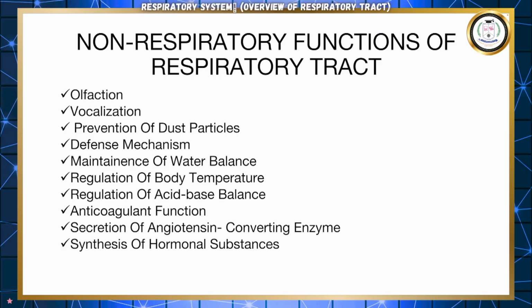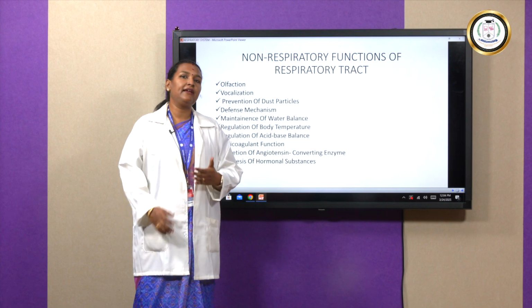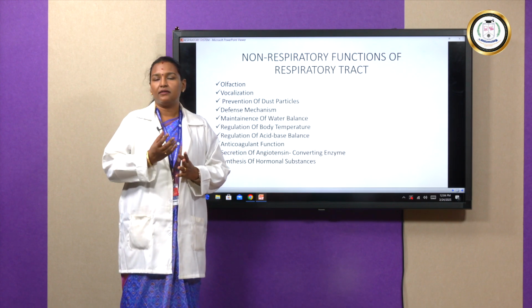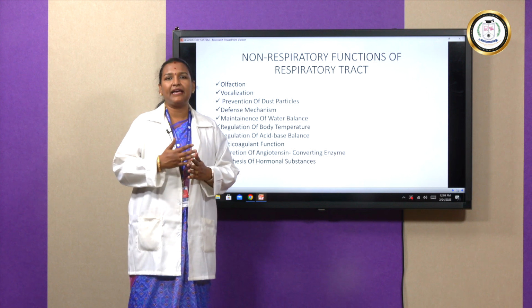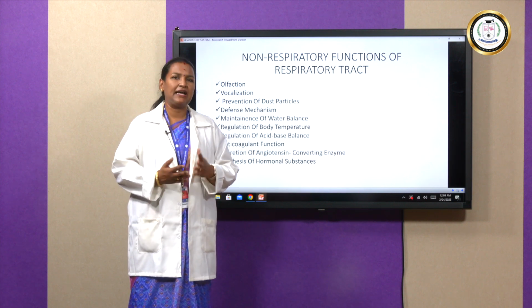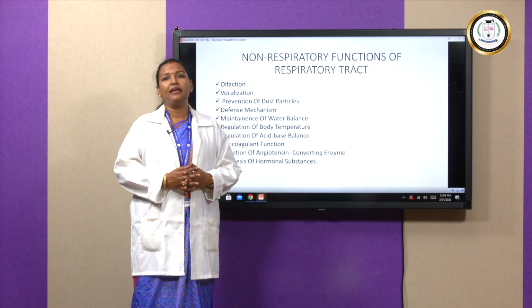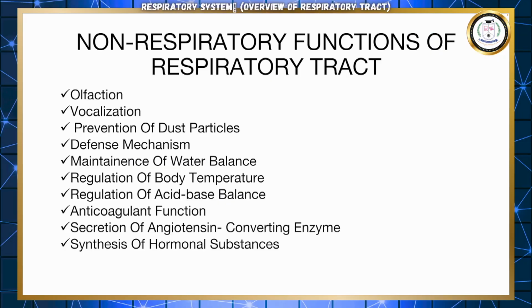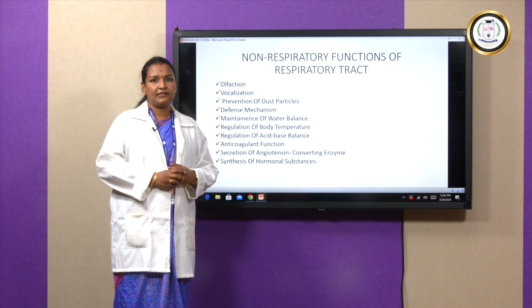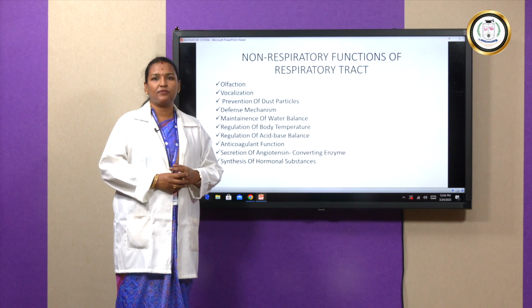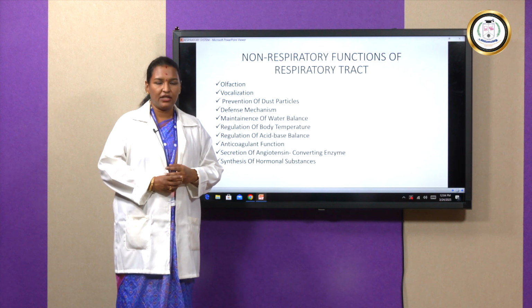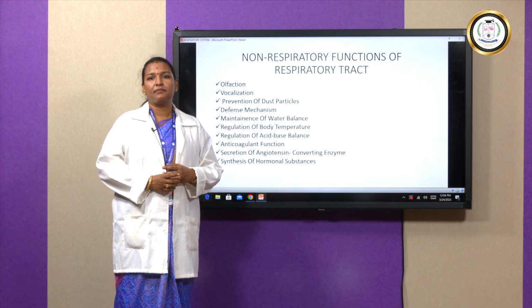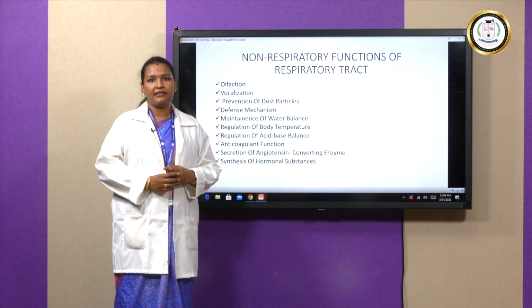Next is regulation of body temperature. The exhaled air is warm. So, when it is exhaled, the heat is sent out of the body. In that way, your body temperature is also regulated. Next is anticoagulant function. The lungs secrete mast cells that are primarily responsible for secreting heparin, which is nothing but an anticoagulant. This heparin serves a major role in the clotting mechanism as well.